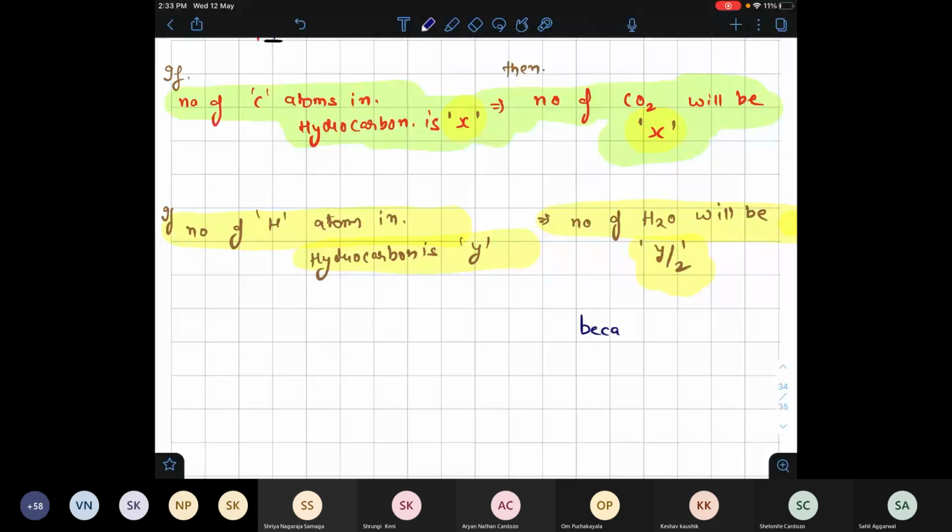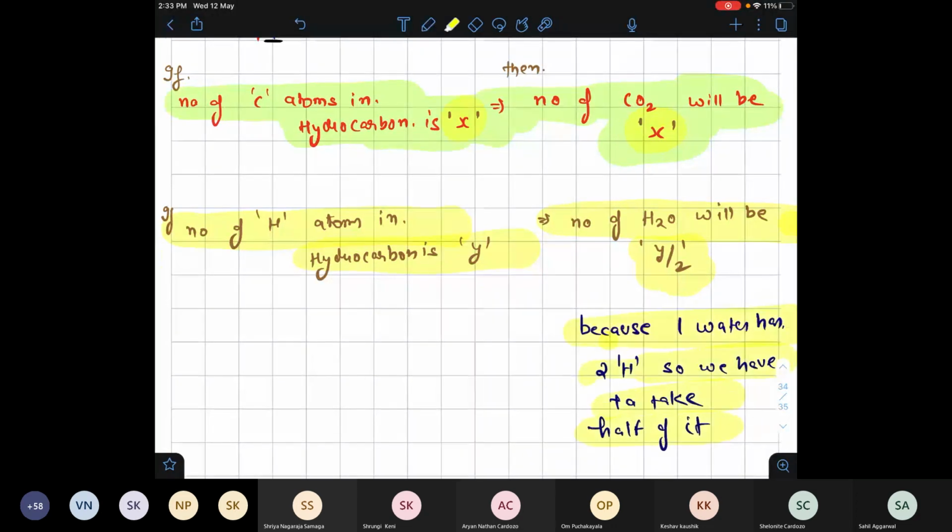Because one water has two hydrogen. So we have to take half of it. Okay, Aryan. Yes, sir.